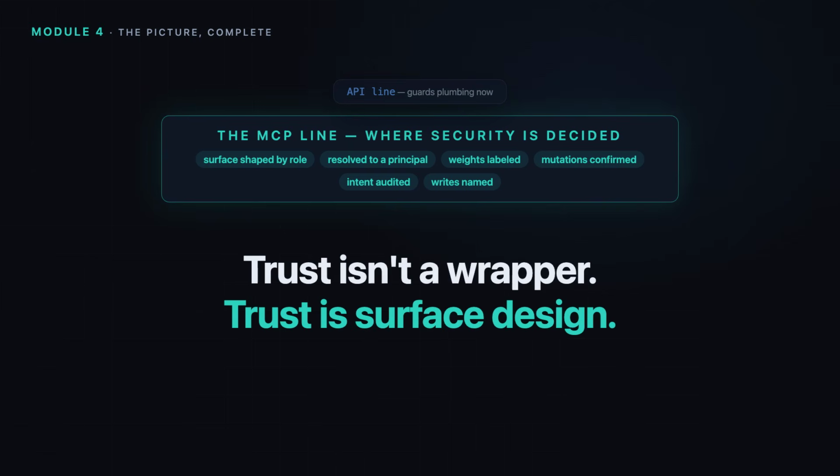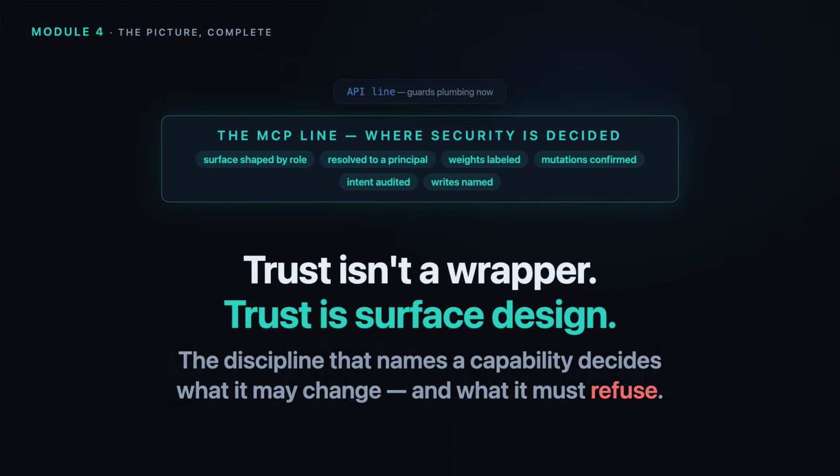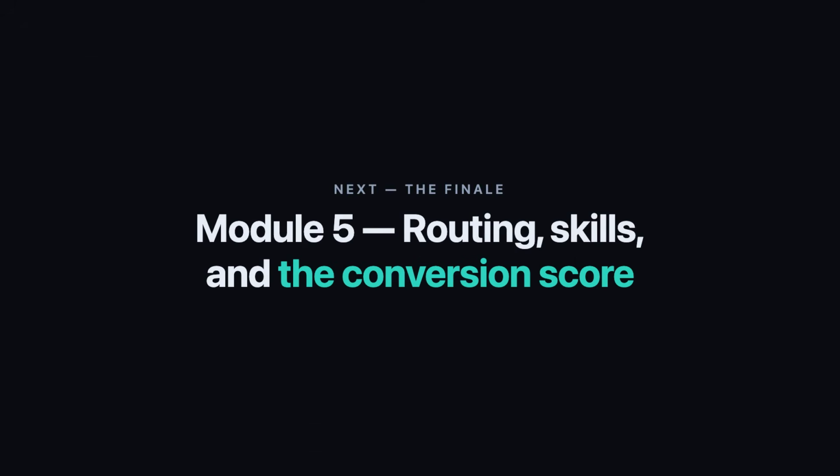Trust is not a wrapper you put around the surface. Trust is surface design. The same discipline that names a capability decides what it may change and what it must refuse. Next module, the finale: how the agent finds the right tool, how practiced workflows become skills, and the single number that tells you the conversion is actually done.